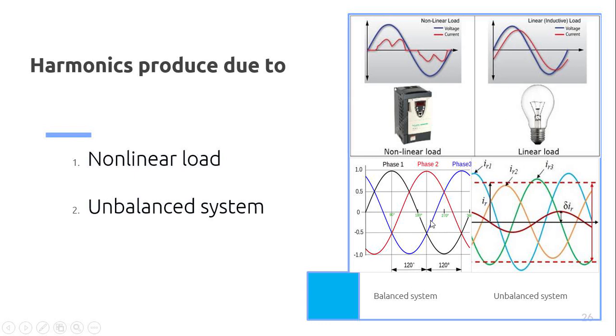Unbalanced system. In a balanced system, neutral current is always zero. But when your system is unbalanced, different magnitudes of current flow in all the phases, and due to this harmonics are produced and neutral current starts flowing because triple-N harmonics are produced and added into the neutral.